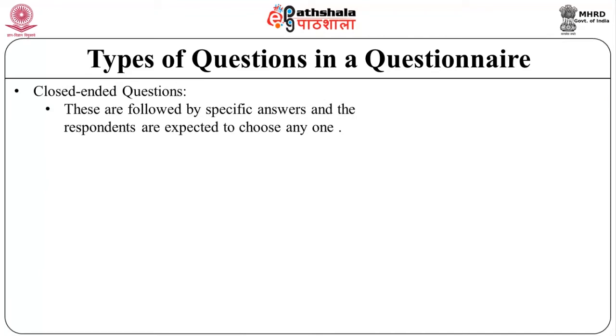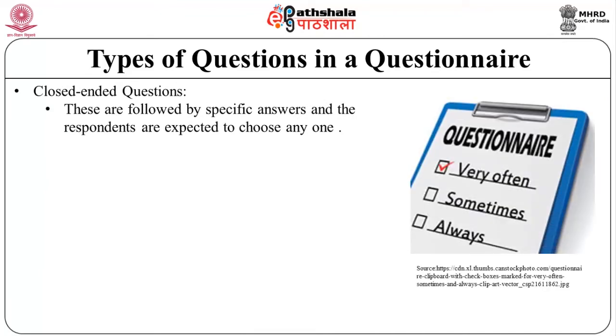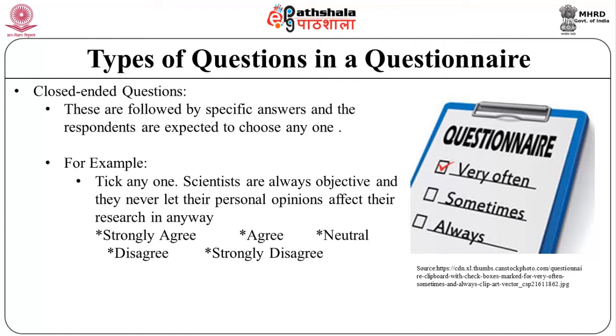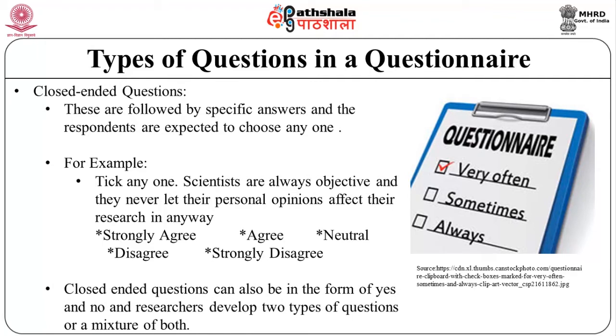Closed-ended questions are followed by specific answers, and the respondents are expected to choose any of the answers. For example, "Scientists are always objective and they never let their personal opinions affect their research in any way." Strongly agree, agree, neutral, disagree, or strongly disagree. Closed-ended questions can also be in the form of yes and no. A researcher may develop a questionnaire with either of the two types of questions or a mixture of both.